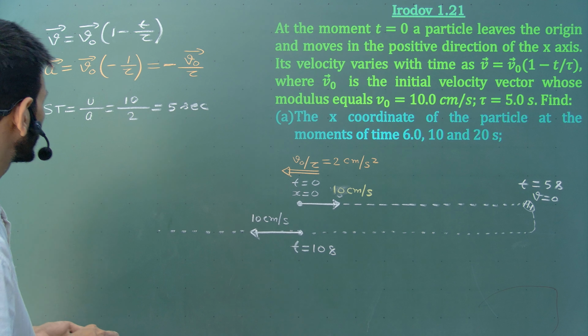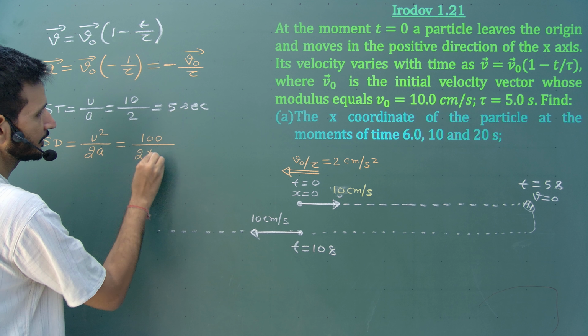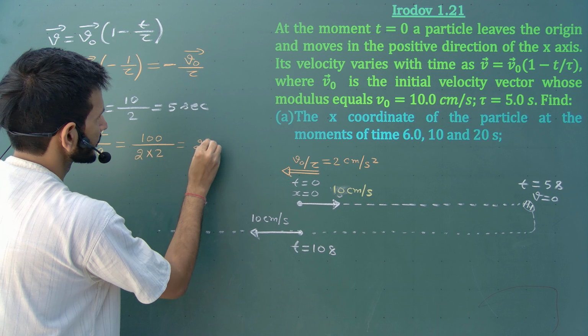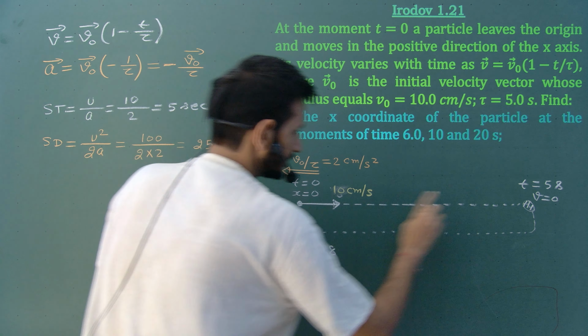Can we calculate this distance? Yes, this distance is called the stopping distance, and the formula of the stopping distance is u square divided by 2 into acceleration. What is u? u is 10. So 10 square is 100, and 2 into acceleration is 2 into 2, 4. So it is 25 centimeter. So this distance is 25 centimeter, and this again is 25 centimeter. These are the common things we can calculate when this data is given.